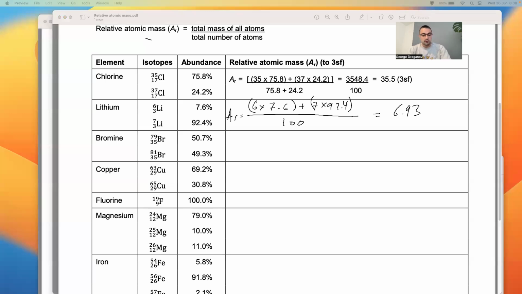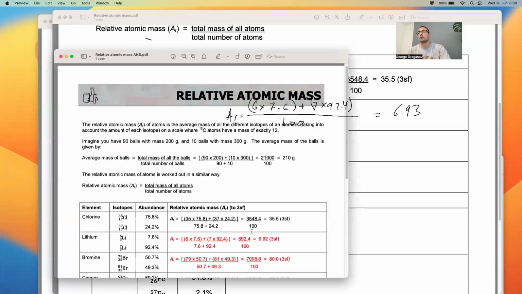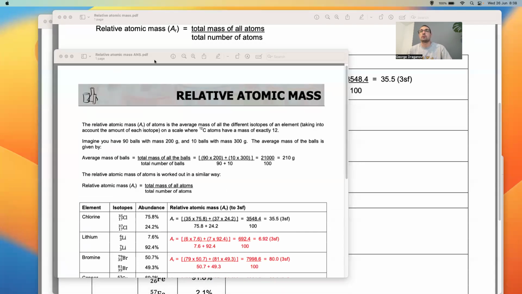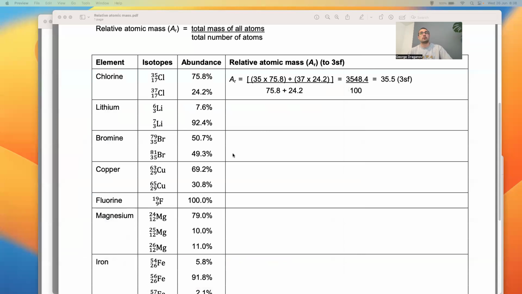I can have a look on the mark scheme. And I was one off, it's 6.92. Okay, good. So that's how you do it. Have a practice at the worksheet. They're easy questions to get right in the exam. You just need to know the definition and how to calculate it.